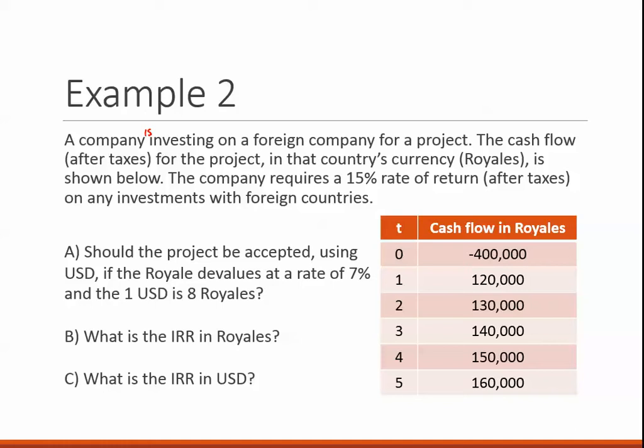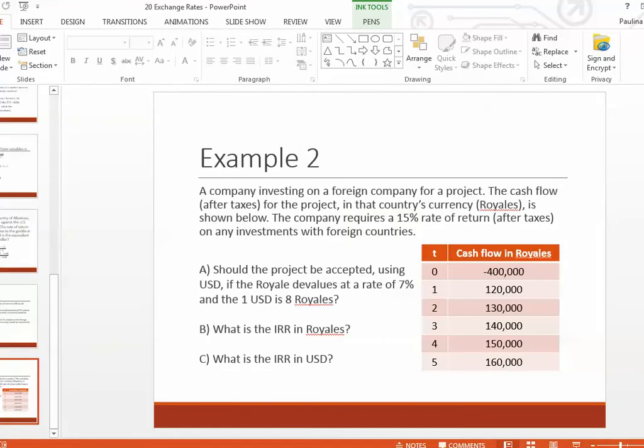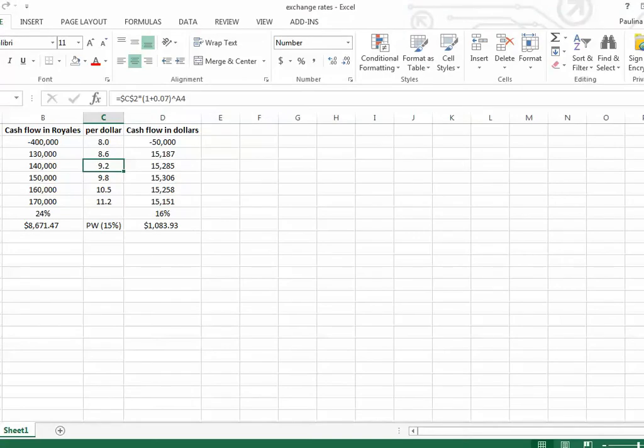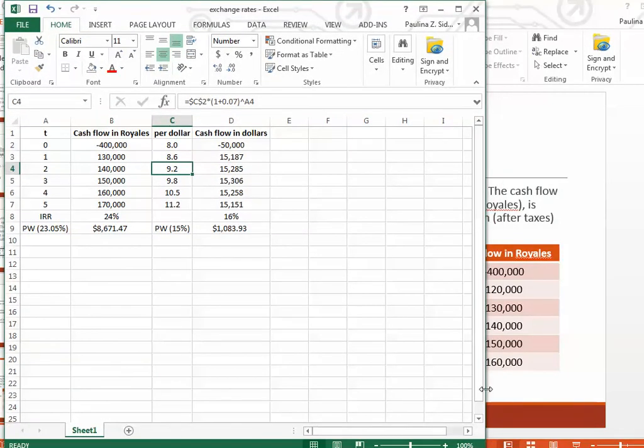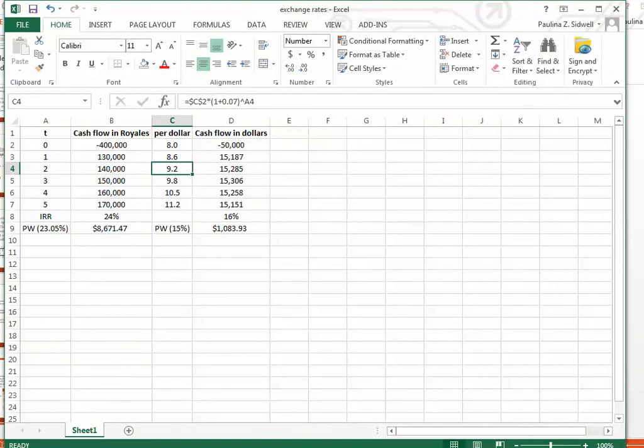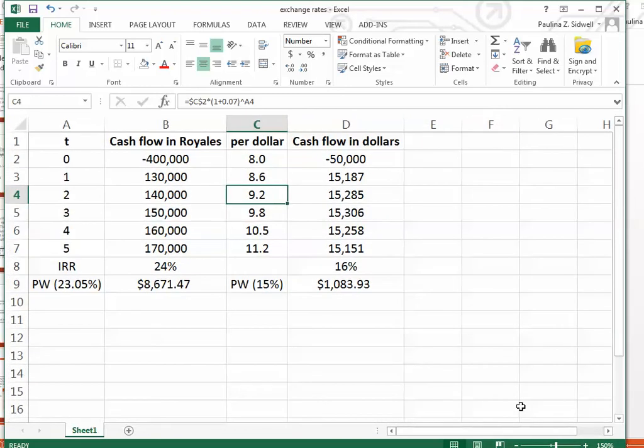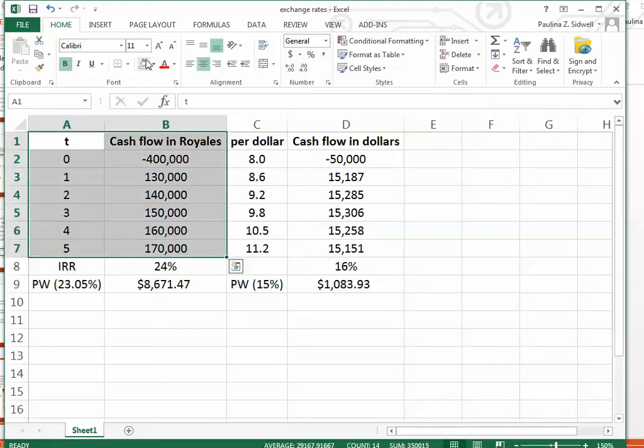So I'm going to show you how to do this problem in Excel. We can do it by hand, but Excel is very useful, particularly when computing internal rates of return. So let's go over to our spreadsheet. Okay, here we go. So we have T, we have 5 periods, because this was the information that I was given right here.